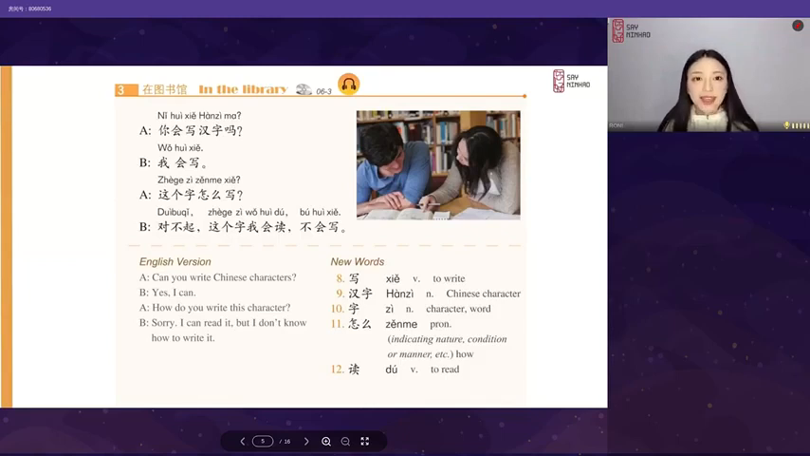Okay, now I will be A and you will be B. 3, 2, 1. 你会写汉字吗? 这个字怎么写? Okay, very good. Now let's switch the role. I will be B and you will be A. 3, 2, 1. 我会写. 对不起, 这个字我会读, 不会写. Okay, these are all for today's text.